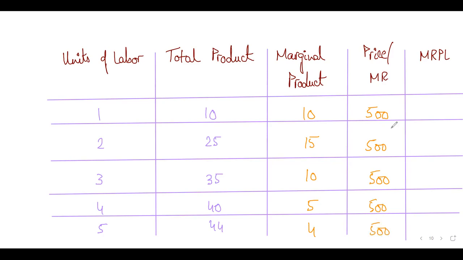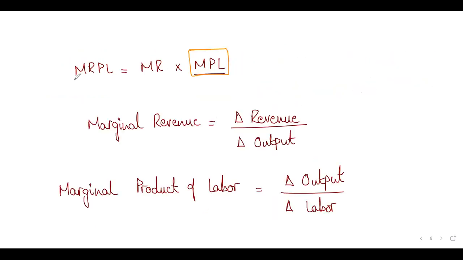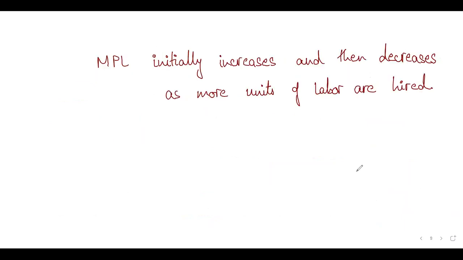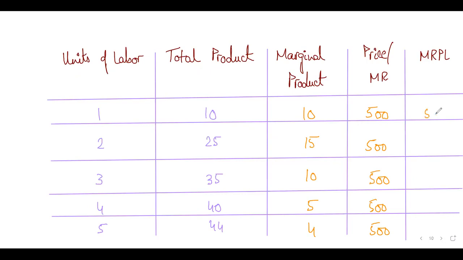Now, what do you need to do next? As we just saw, the marginal revenue product of labor is marginal product times price. So how do we calculate this? By multiplying these two things. When you do that, it would be 5,000 for the first guy, 5,000 rupees of revenue for the company. Then the second guy, 15 times 500 would be 7,500, right?